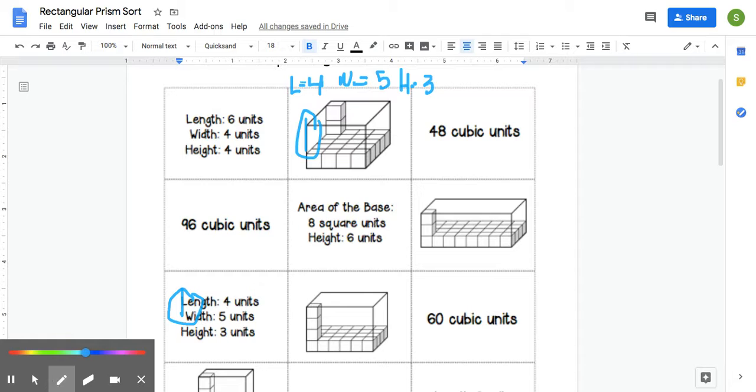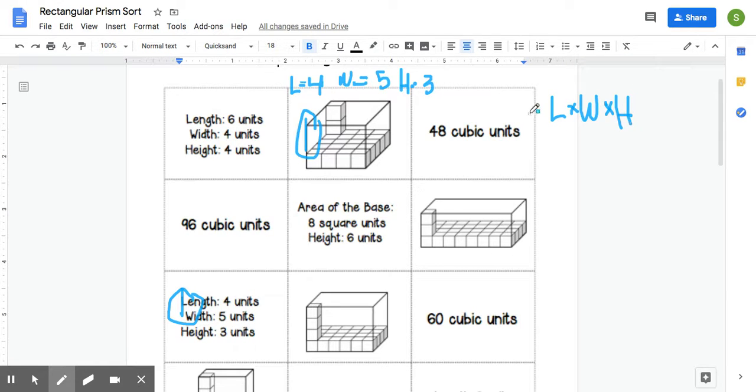So now we need to figure out the volume. Now, last week you learned that the volume formula was the length times the width times the height. And you were able to watch a video that showed you why we can use that formula. So I need to use my dimensions to plug into the formula. I know my length is 4, my width is 5, my height was 3. So now I can multiply to figure out my volume.